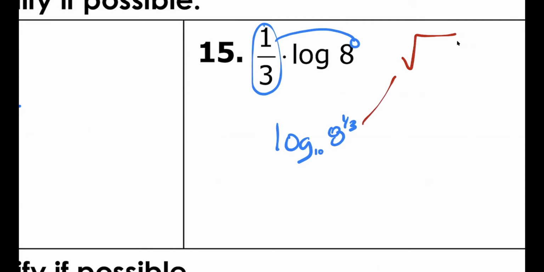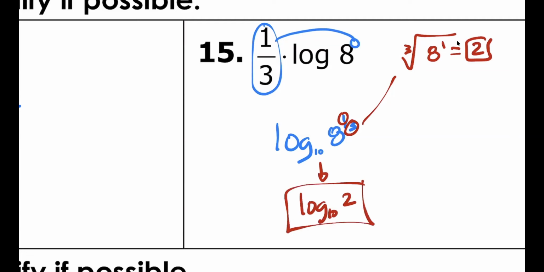It's a radical, right? Remember, the top number is your exponent, so that would be 8 to the 1st, and the bottom number is your index. And so 8 to the 1/3 becomes cube root of 8, and the cube root of 8 is 2. And so this simplifies to log base 10 of 2.